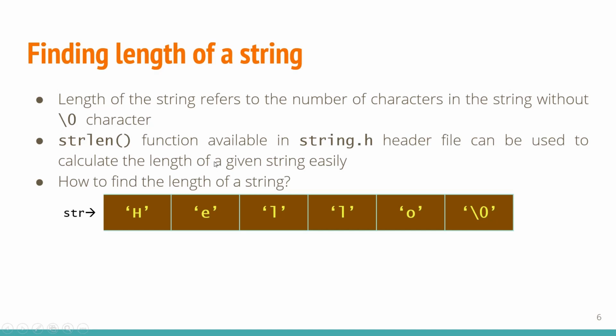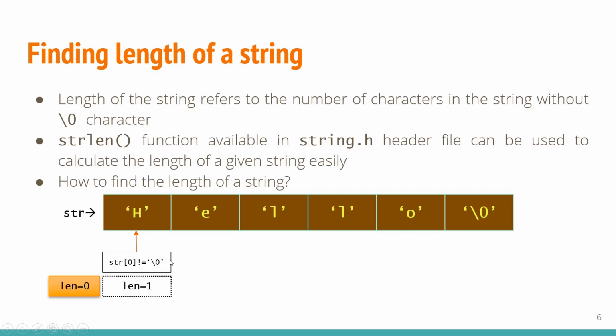So let us see how we can do this manually. For this, I need one counter called length. Let the initial value of the counter be 0. First, I'll compare the first element of the string str, the element at index 0, to check whether it is equal to backslash 0. If it is not equal to backslash 0, I will increment the counter. So the length counter becomes 1.